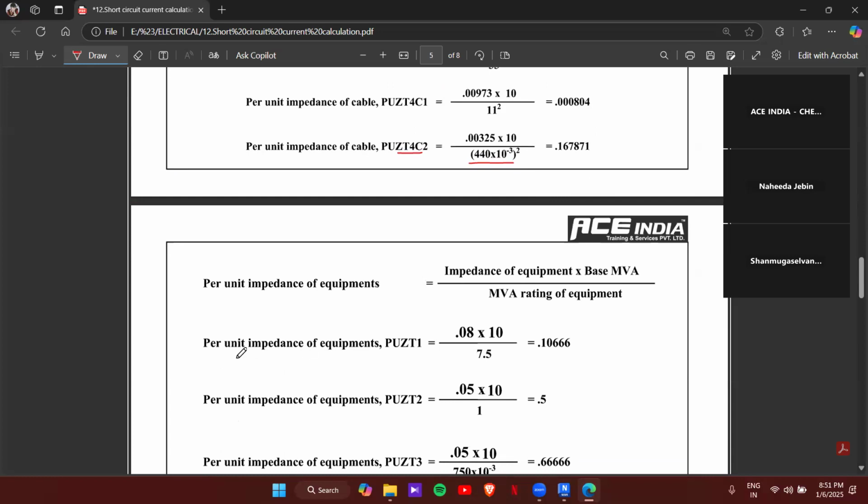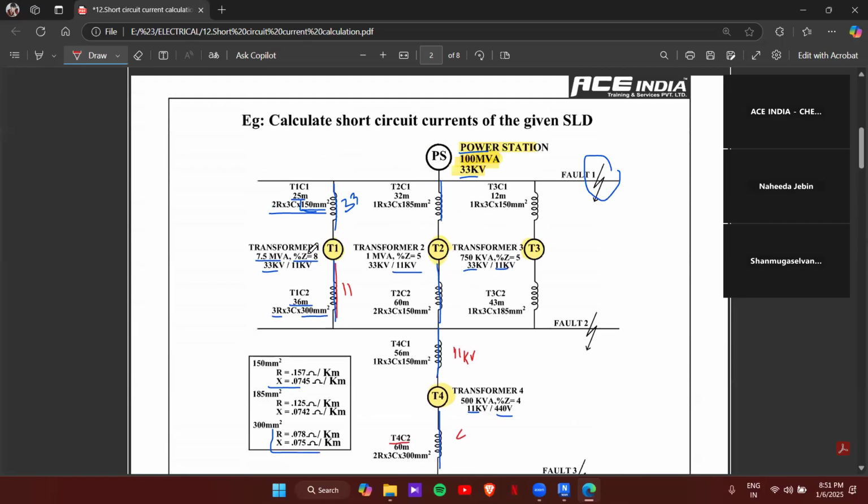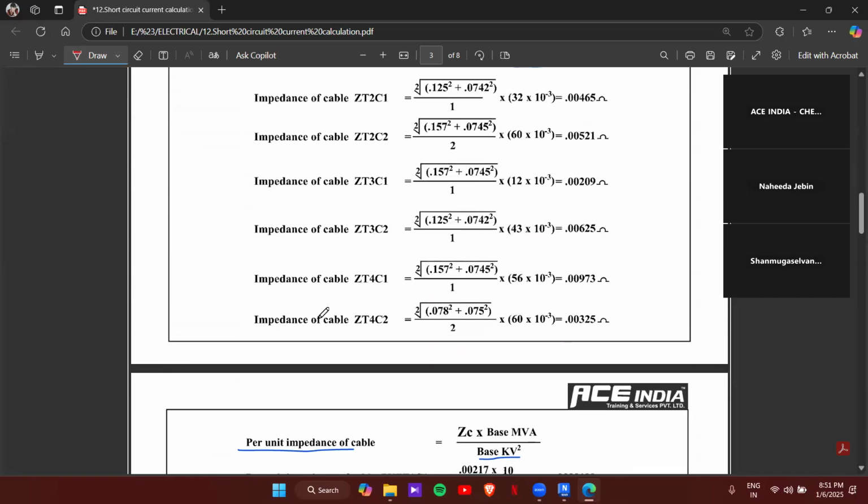So the first equipment is our transformer 1. Transformer 1 is this one, T1, and the impedance is 8%. So when it comes to calculation, 8% will be 0.08, right?